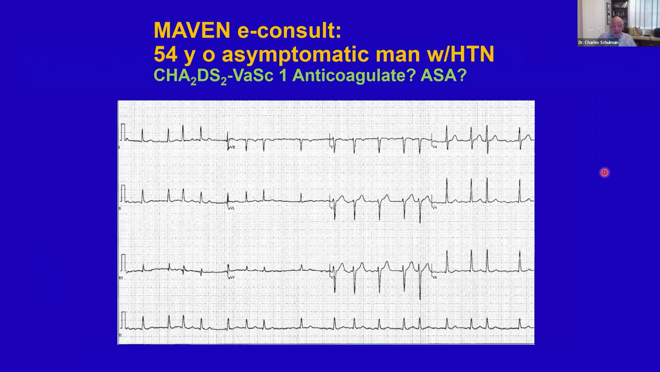Now, here's a MAVEN e-consult that I received some time ago. A 54-year-old asymptomatic man who has hypertension was found to have atrial fibrillation. Notice irregular, no visible P waves. Okay, so this is atrial fibrillation. He has a CHA2DS2-VASc score of 1, and the question is, should he be anticoagulated or should we prescribe aspirin?